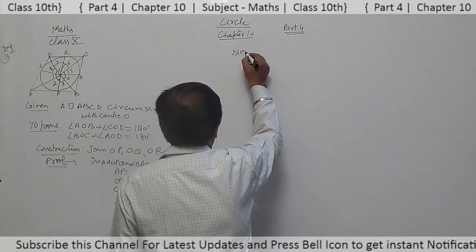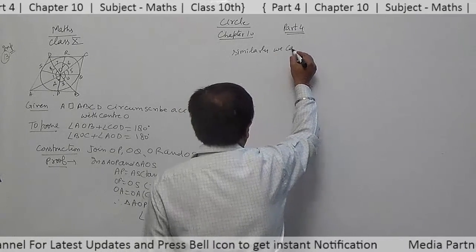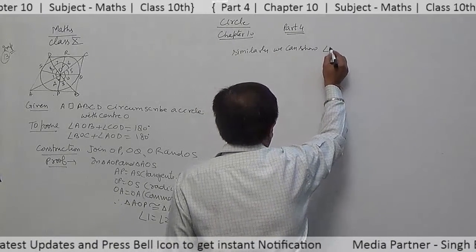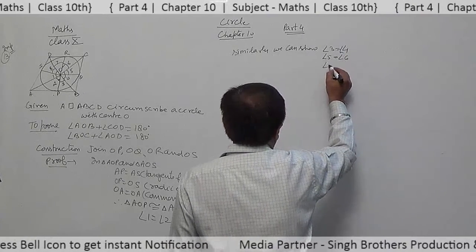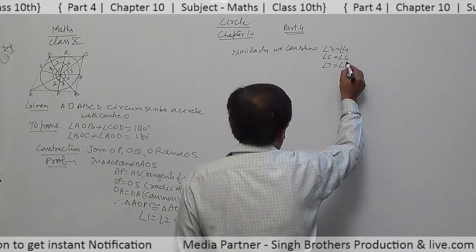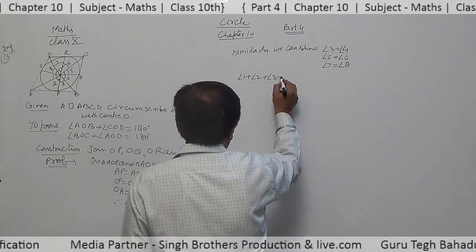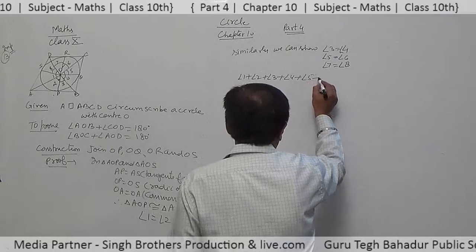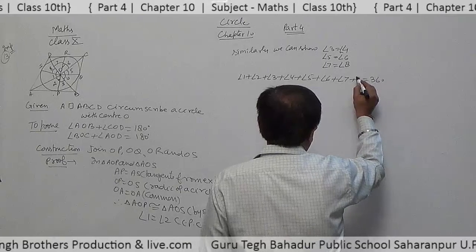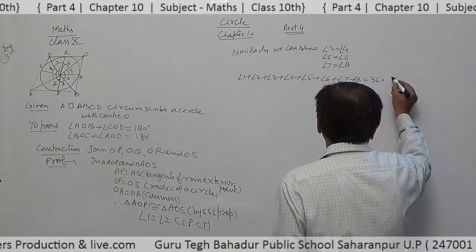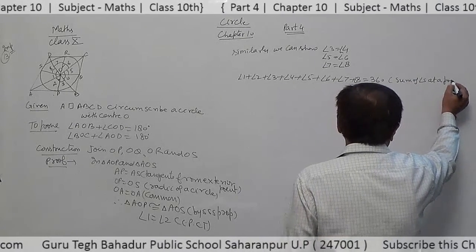Similarly, we can show angle 3 is equal to angle 4, angle 5 is equal to angle 6, and angle 7 is equal to angle 8. Or angle 1 plus 2 plus 3 plus 4 plus 5 plus 6 plus 7 plus 8 is equal to 360, sum of angles at a point.